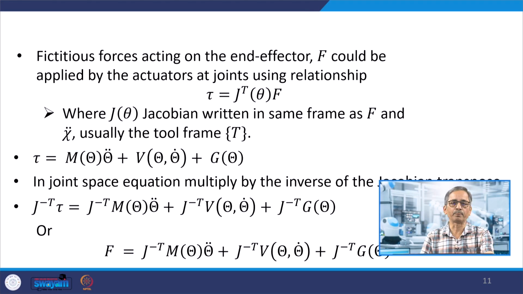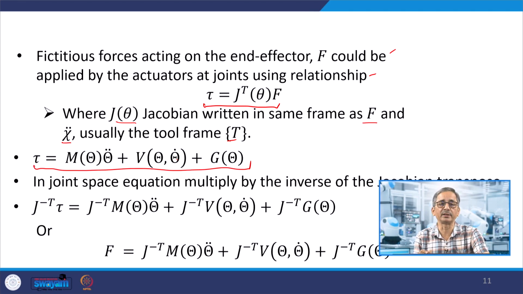Now, to connect both of these, that is the joint space and the Cartesian space equation, let us evaluate fictitious forces acting on the end effector. F could be applied by the actuators at the joint using this relationship. This relationship we have already seen when we studied the static forces acting on a manipulator. Here this J theta is the Jacobian, written in the same frame as F and chi double dot, usually the tool frame. So, this is my equation in the joint space.